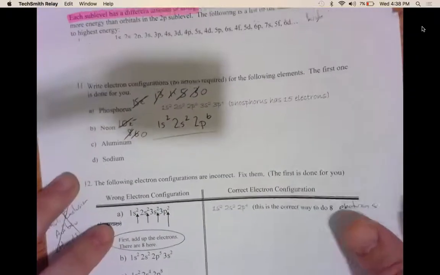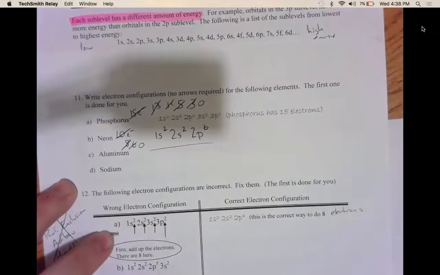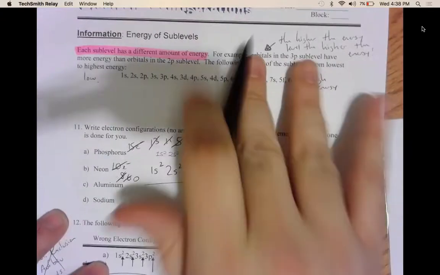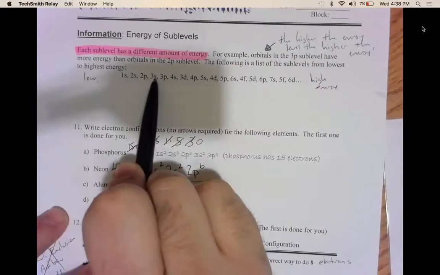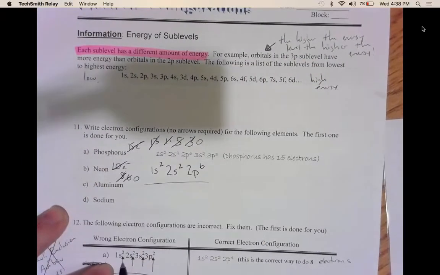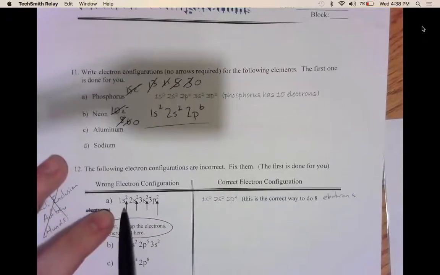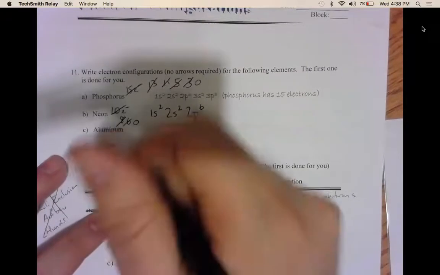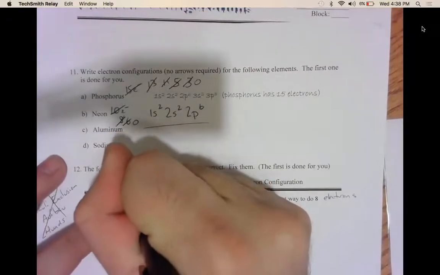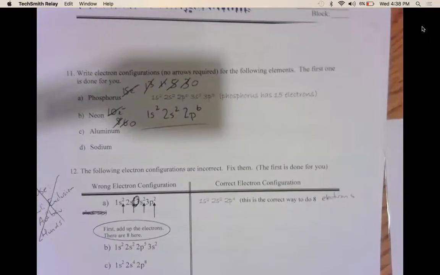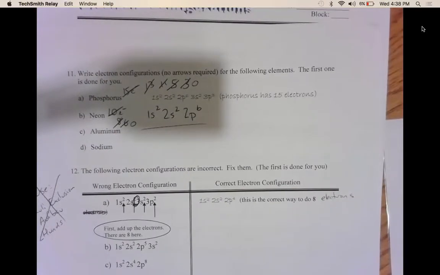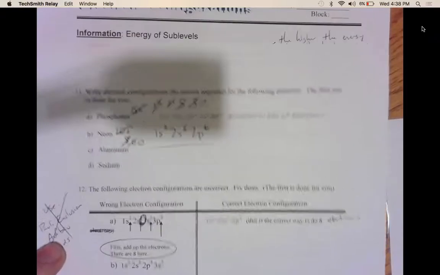So if we look at our energy levels, it would go 1s, 2s, 2p, then 3s. Is that what we see down here? Down here, it goes 1s, 2s, 3s. So right here, right where I circled, we're missing 2p. So we need to draw this correctly with 8 electrons.